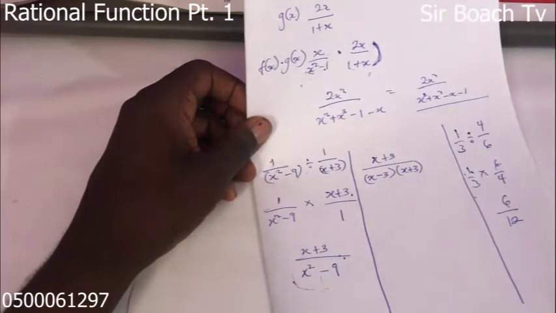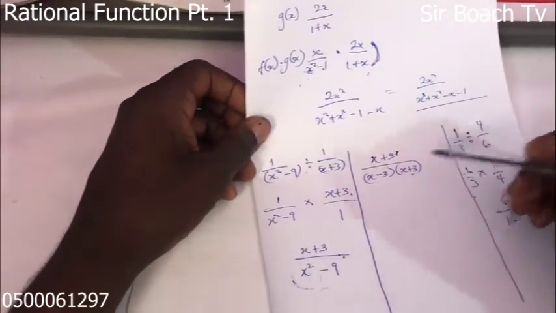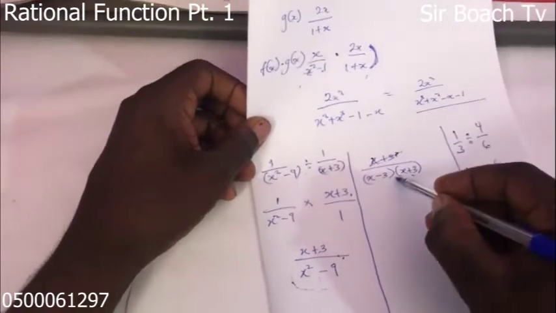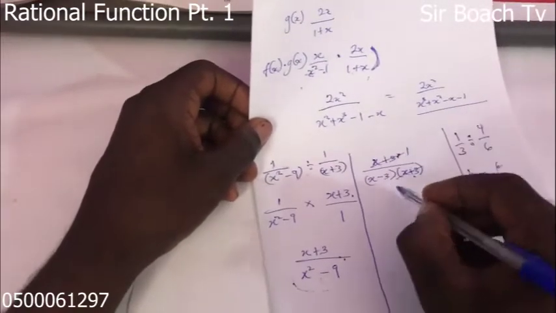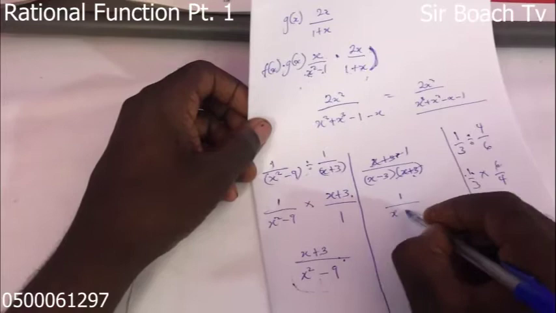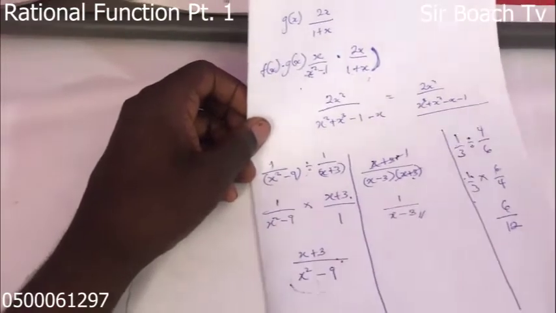So what do we do from there? Now the denominator has the same thing here, so we can cancel out. We can cancel this denominator with this. Then here we're left with 1. We are going to get 1 over x minus 3 as our final answer.